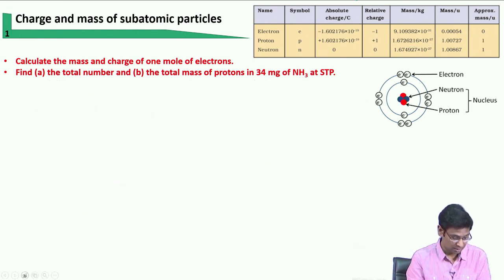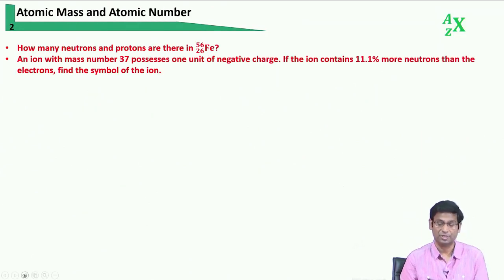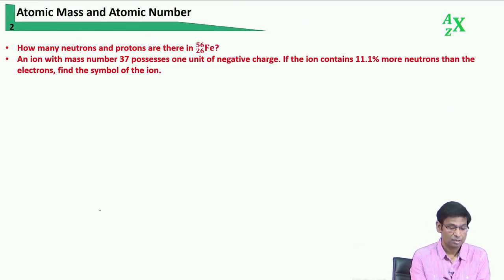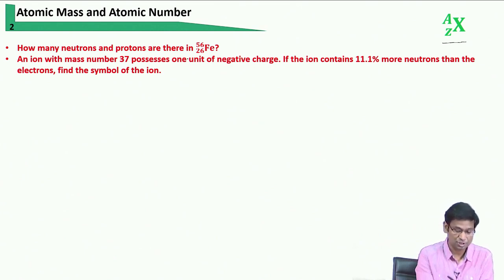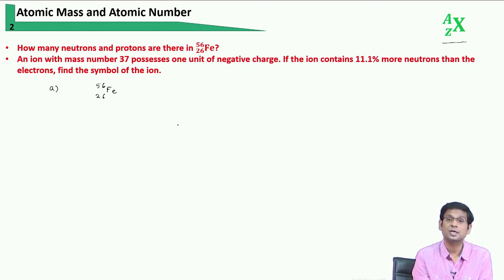Okay. So, let us look at the next question. The next question concerns the atomic mass and atomic number. When we were discussing this chapter, we represented an atom in this particular form, where X is the symbol of the atom, Z is its number of protons, the atomic number, and A is its atomic mass or mass number. The first bit of this question asks: for the atom 26 56 (Fe), find out how many neutrons and protons are there.